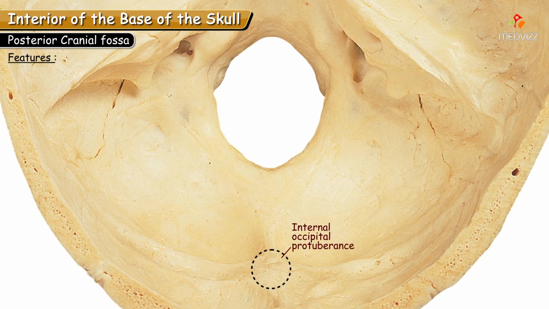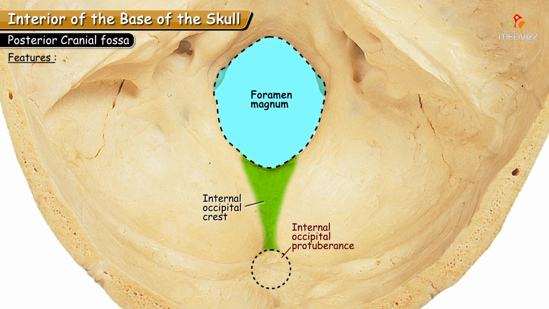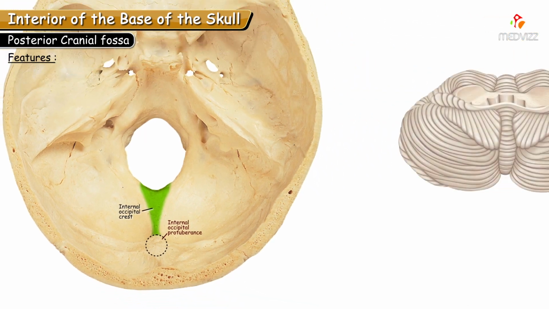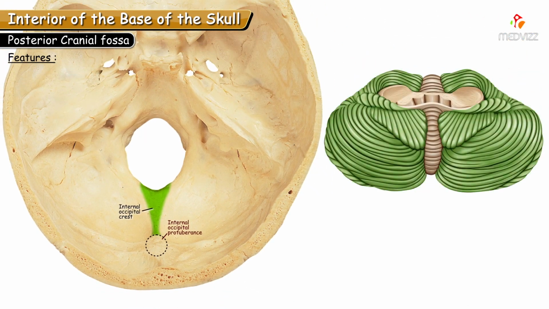And below the internal occipital protuberance, along the inner aspect of the occipital bone, there is a midline crest known as internal occipital crest. And this crest continues till the margins of foramen magnum. So this is called as internal occipital crest, which is attached to falx cerebelli. That is a fold of dura mater which separates two cerebellar hemispheres.